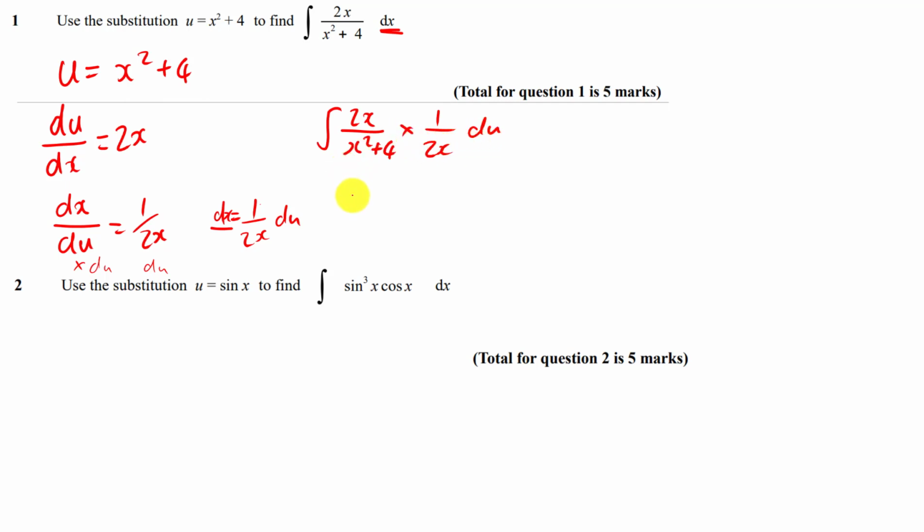Okay, now can you see this cancels? So now we're going to get 1 over x squared plus 4 du. Now that's in respect to du, but we know u equals x squared plus 4. So we're integrating 1 over u in respect to du, and do you know what the answer is going to be? That's going to be ln u plus c.